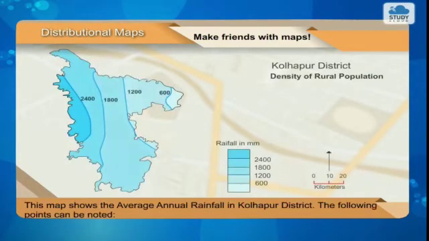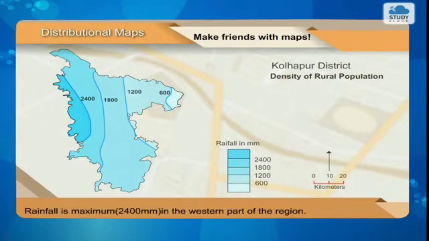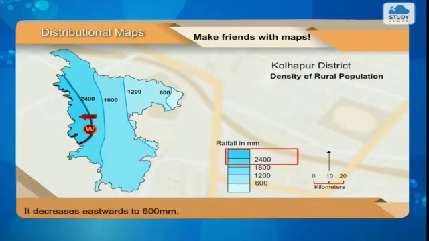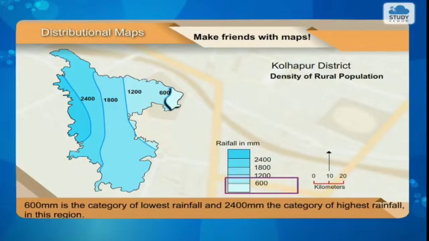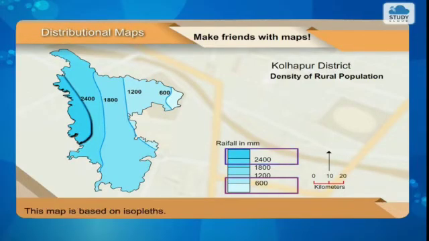This map shows the average annual rainfall in Kolhapur district. The following points can be noted. Rainfall is maximum, 2,400 millimeter, in the western part of the region. It decreases eastwards to 600 millimeter. 600 millimeter is the category of lowest rainfall and 2,400 millimeter the category of highest rainfall in this region. This map is based on isopleths.